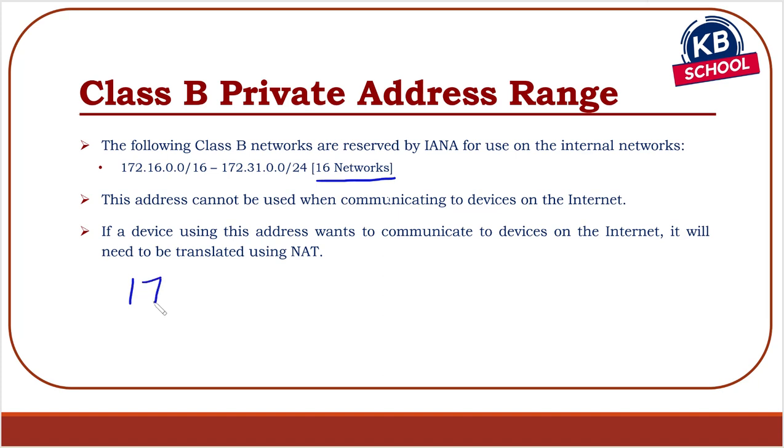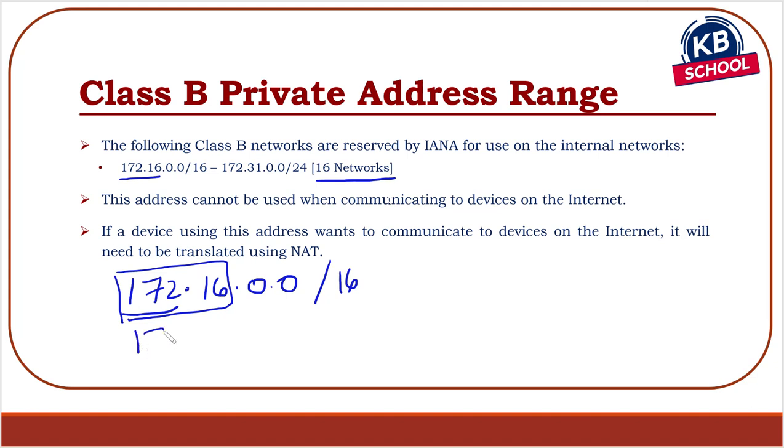It starts with 172.16. As you already know now, by looking at the first octet, 172.16 is a Class B network. That means the first 16 bits over here are the network bits. So this is my first network that is a Class B private network. The second one is 172.17. Third one is 172.18, so on and so forth.